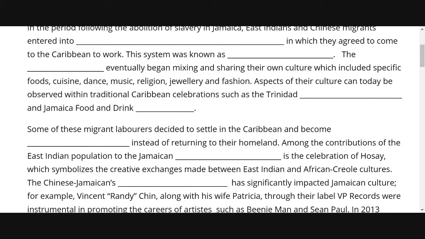Okay, so what is it? Yes, I see people saying the Trinidad Carnival. Trinidad Carnival, I think that's more like it. And Jamaica food and drink what? What should go in that blank? So Trinidad Carnival and Jamaica food and drink what? What should go in that blank?